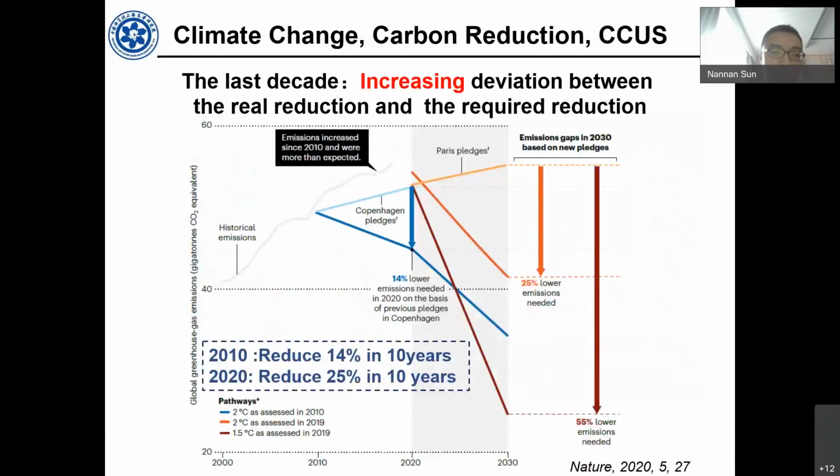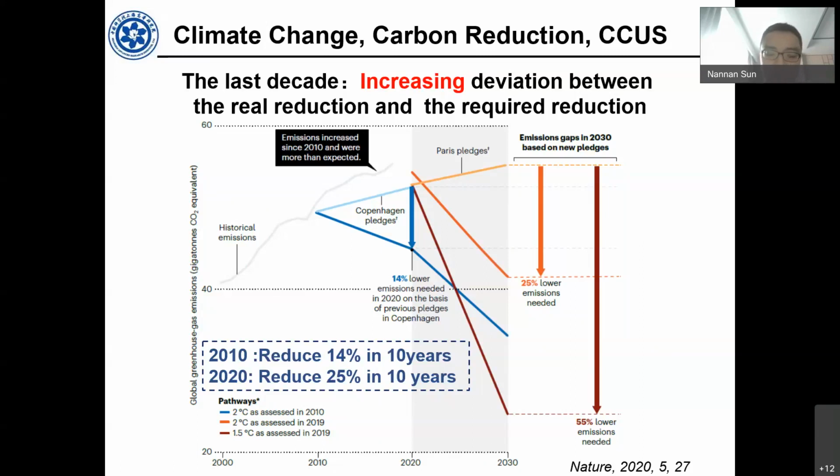So we have to reduce the CO2 from the air. But if we take a look back to the last decade, we can see that the gap between the CO2 we need to reduce and what we've done is actually increasing. In 2010, a prediction indicated that if we want to achieve the goal of climate change, we have to reduce 14% of CO2 in the future 10 years at that time. But last year, if we want to achieve the same climate change goal, we have to reduce 25% in the future 10 years. Okay, so that means the gap is becoming larger and larger.